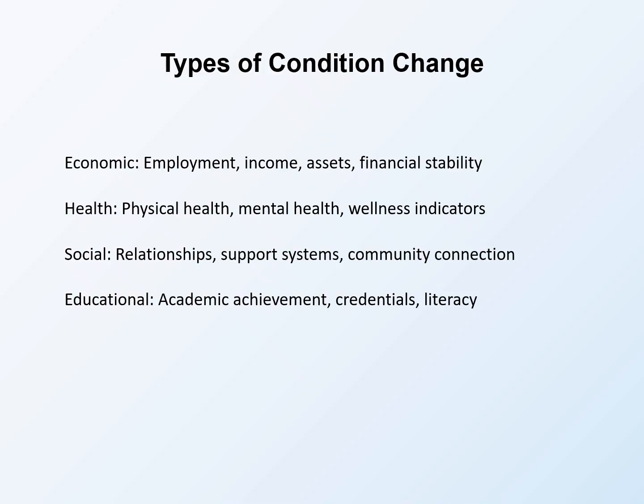Social condition changes include relationship quality, support system strength, and community connection. Programs addressing social isolation, family functioning, or community integration target these outcomes. Educational condition changes include academic achievement, credential attainment, and literacy levels. Educational programs, workforce development, and youth services often target these outcomes.